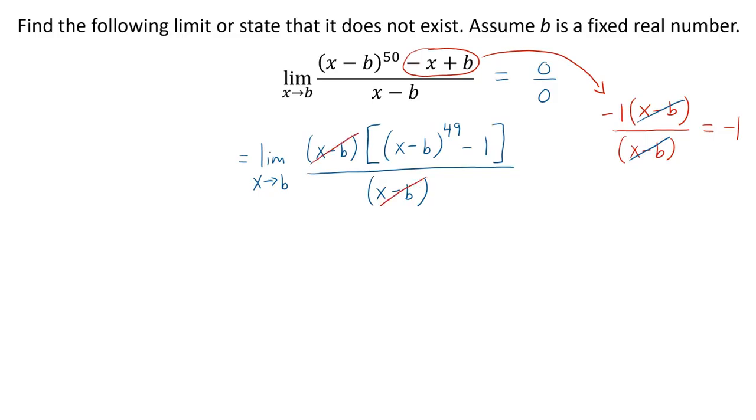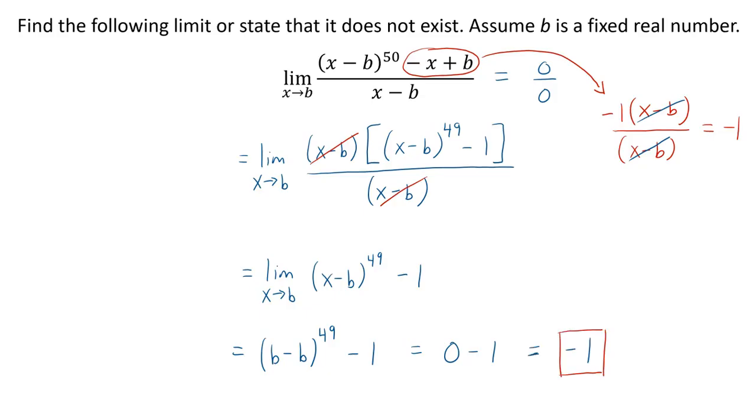Now we can simplify our fraction by canceling out the x minus b in the numerator with the x minus b in the denominator. And that leaves us with the limit as x approaches b of (x minus b) to the 49th minus 1. Now that we've simplified our fraction, let's try direct substitution. Substituting b in for x gives us (b minus b) to the 49th minus 1. (b minus b) to the 49th is 0 to the 49th, or just 0. So we have 0 minus 1, which is minus 1. And that's the limit of this expression as x approaches b.